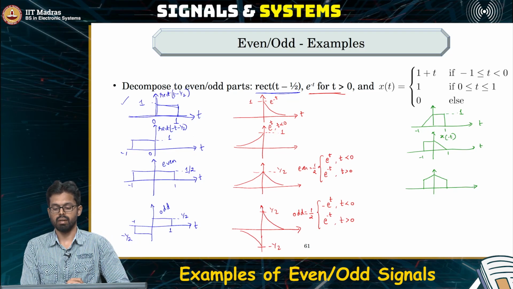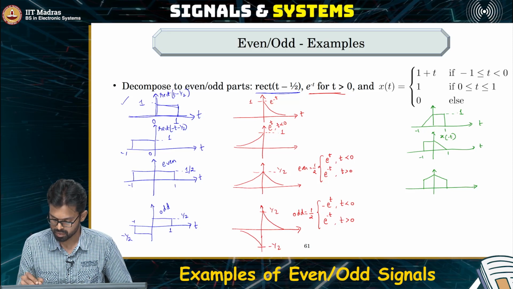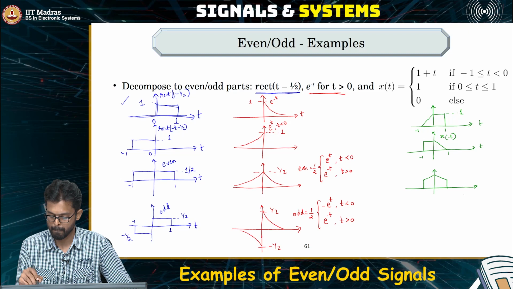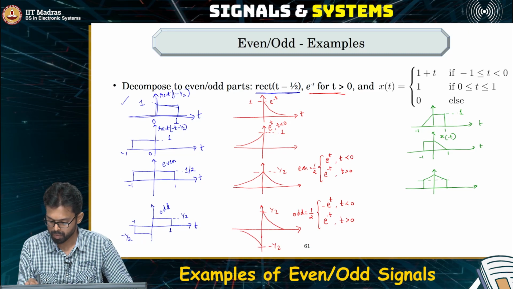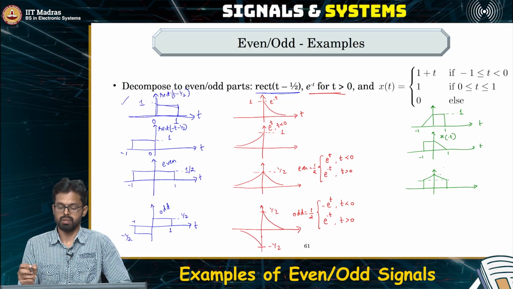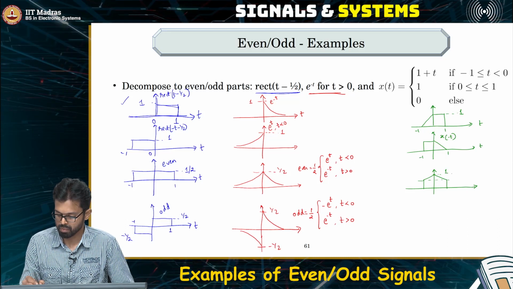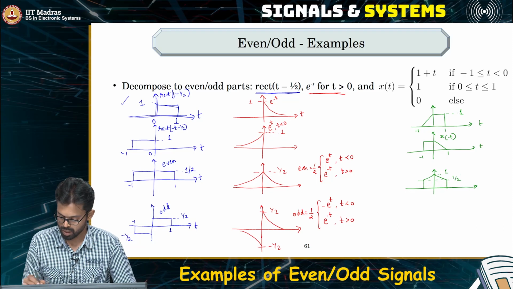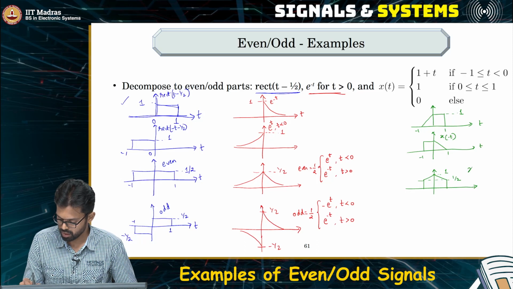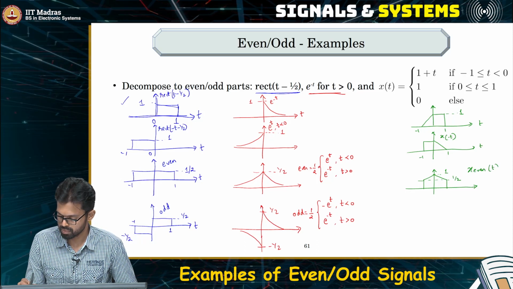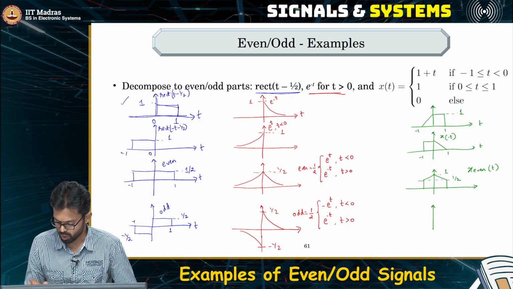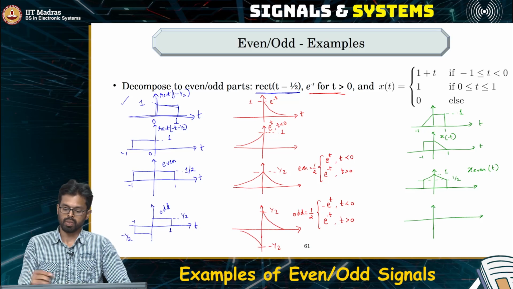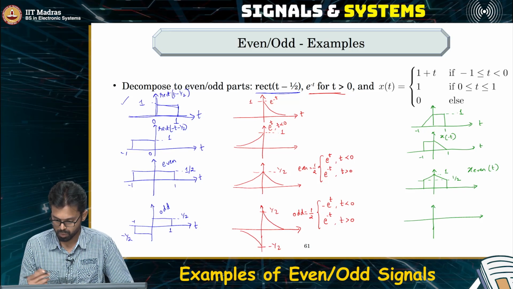Okay, so this is the average. Peak is of course 1, and these points are half. Okay, so this is the even part, and let's get the odd part. So for the odd part we have to subtract, right? So when you subtract one from the other, what do you get?